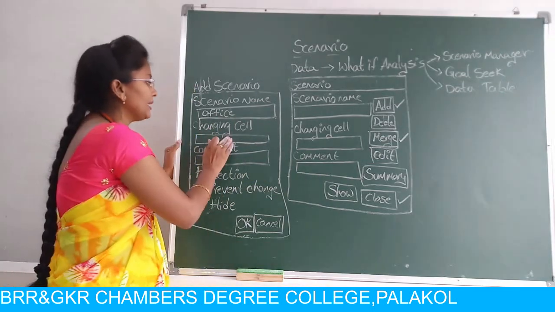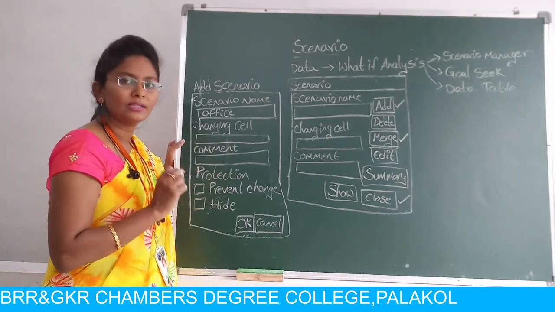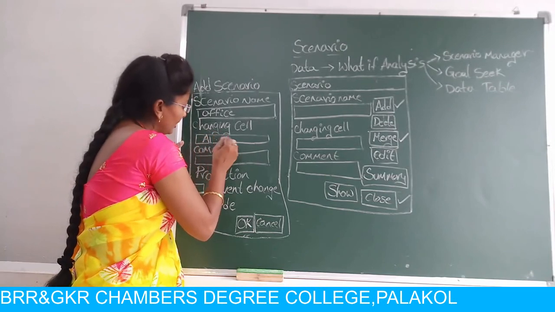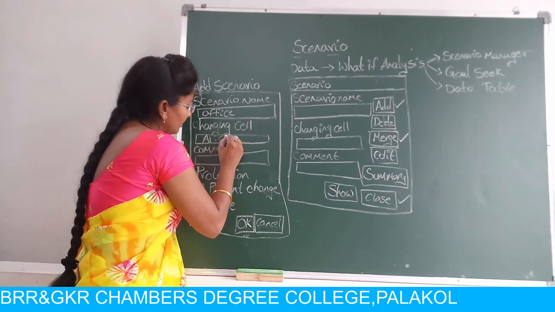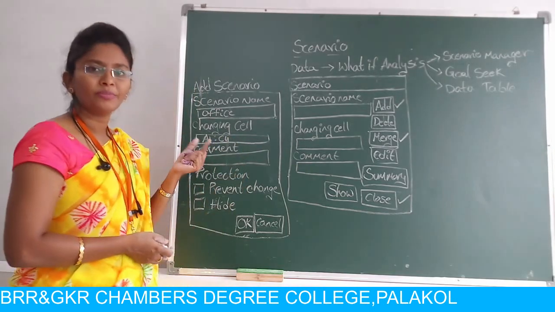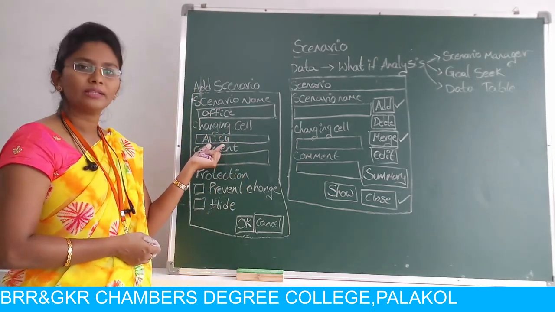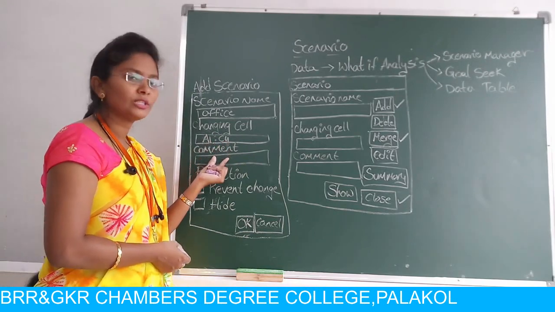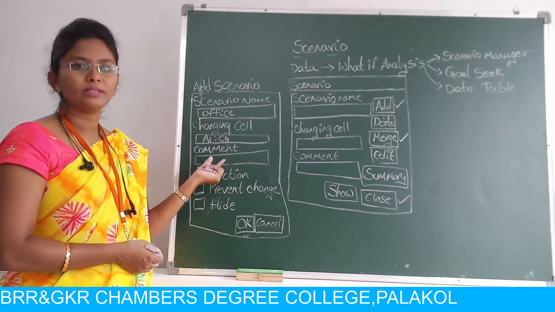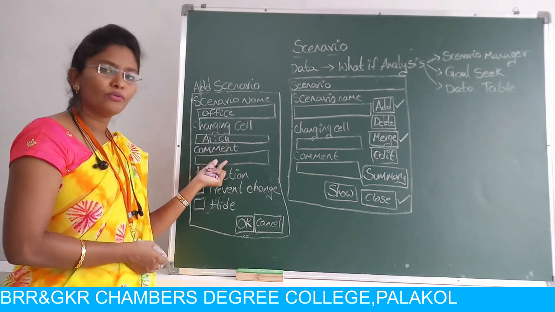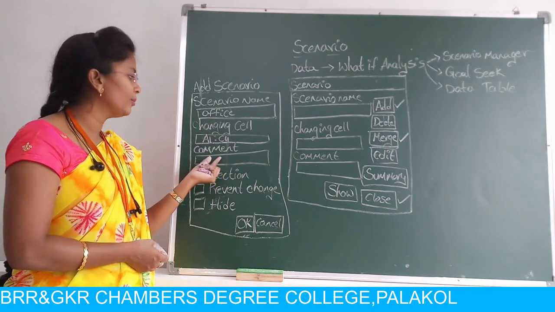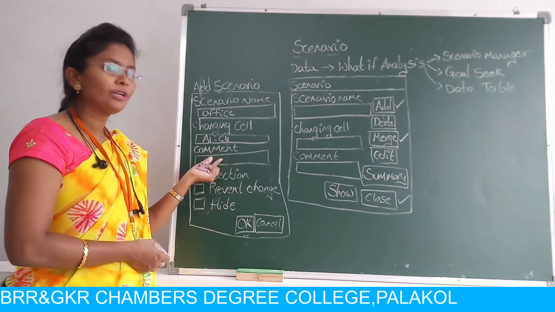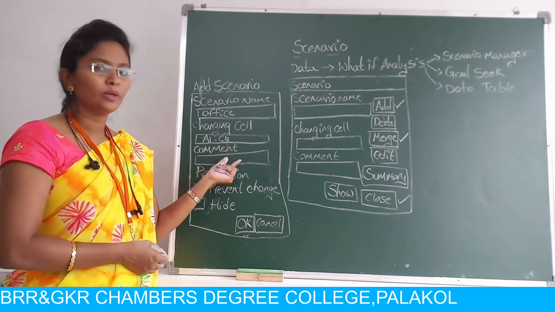First of all, I selected the data in the Excel sheet, that means from A1 to the last cell C4 or C5. Whatever data I selected in the Excel sheet, that reference will appear here. And then comments: if you want to write any comment, it will appear here. By default, the name of whoever created it will appear here, and the date he created it will appear here.